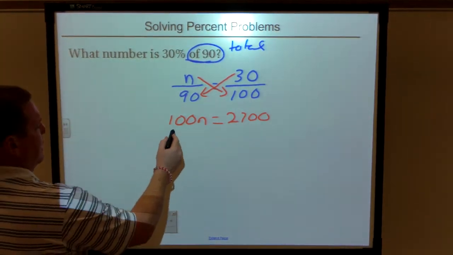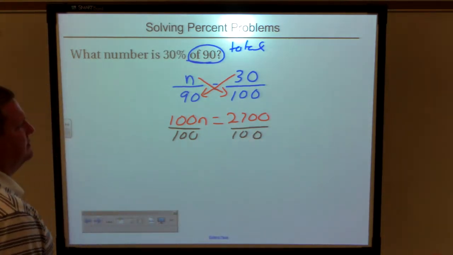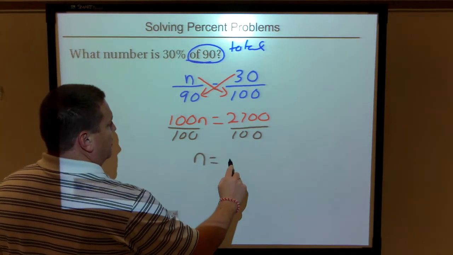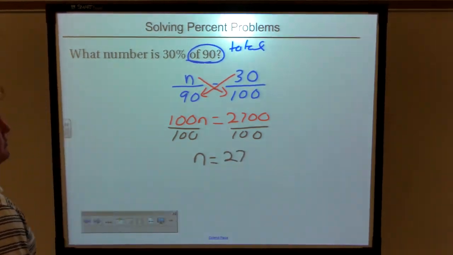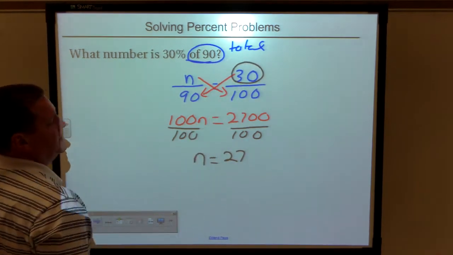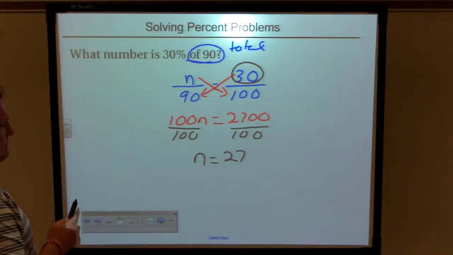Then we're going to divide by 100 on both sides. And we end up with N equal to 27. This is not a percentage because we weren't solving for the percent side, so it's 27 out of 90, which is 30%.